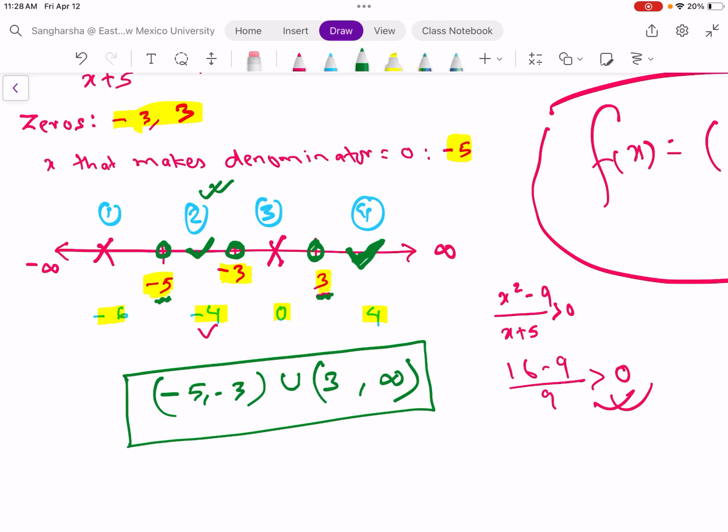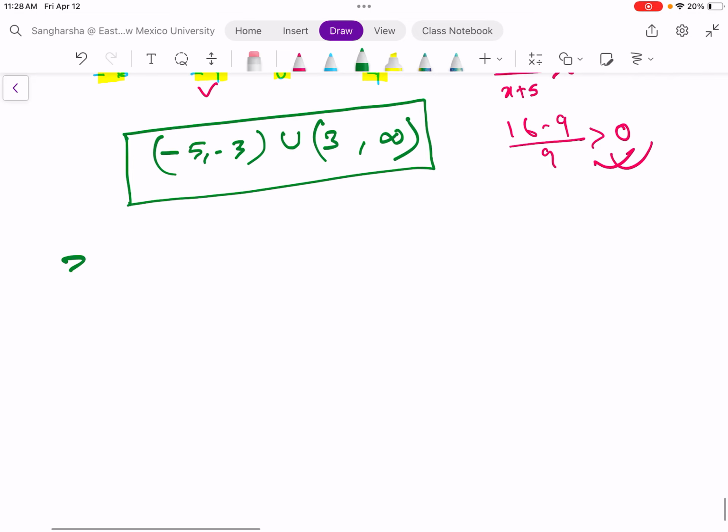So you have to check for each zero, and you have to check for each testing point. Okay, let me do an example. This is from your homework. Let me do number 31. Before that, do you have any question? Okay, so number 31, this is your homework. Let me do it for you.